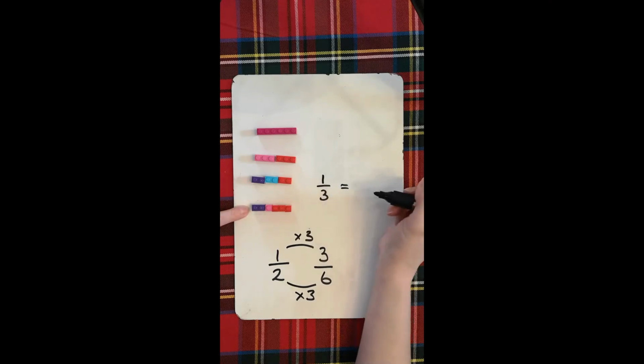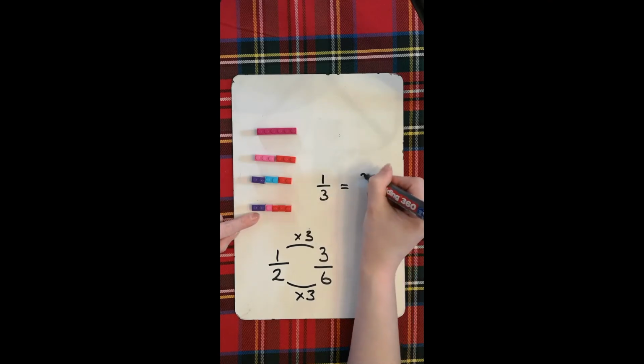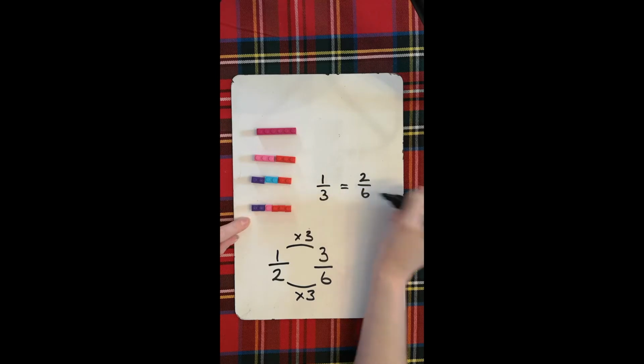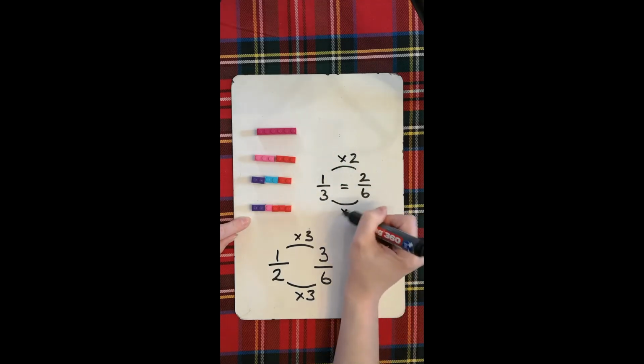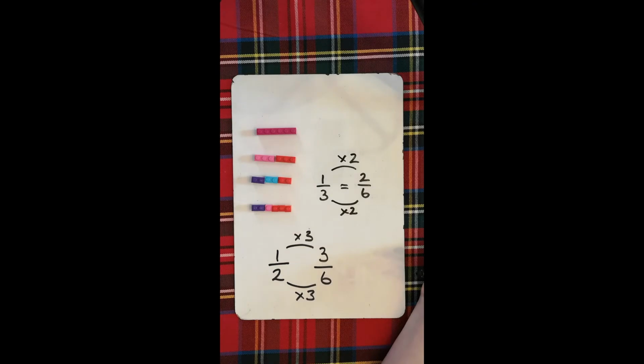And I can see that 2 out of the 6, 2/6, is purple in this bottom one. I've multiplied them by 2 this time. 1 times 2 is 2, and 3 times 2 is 6. So when we want to find an equivalent fraction, we can multiply the numerator and the denominator by the same number. And then we get an equivalent fraction.